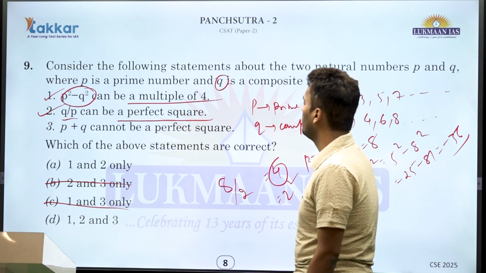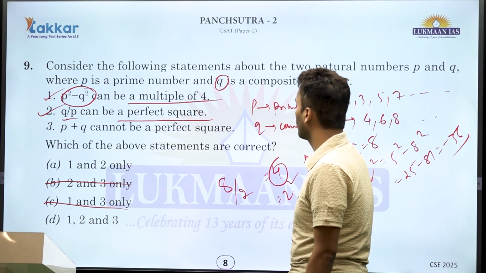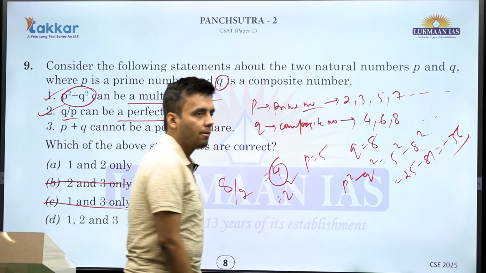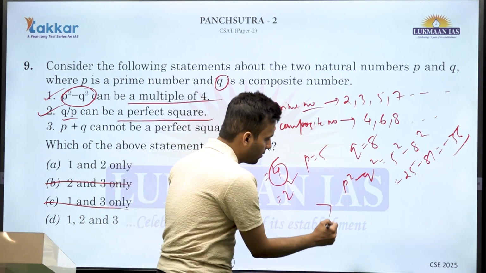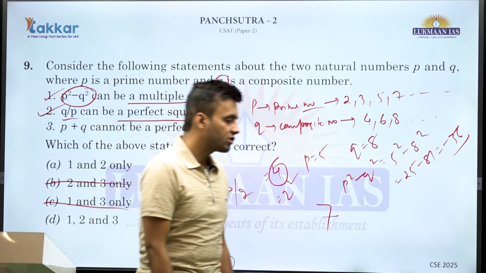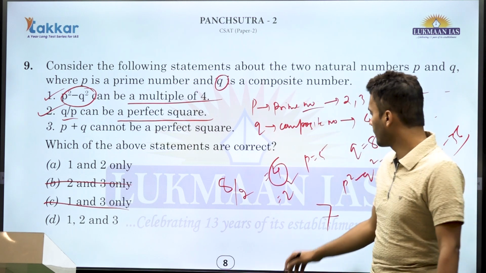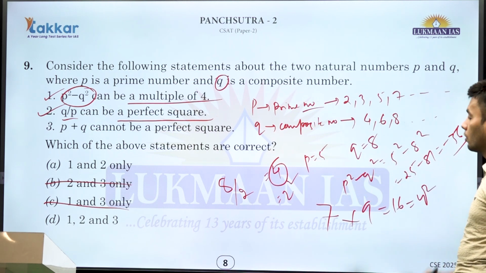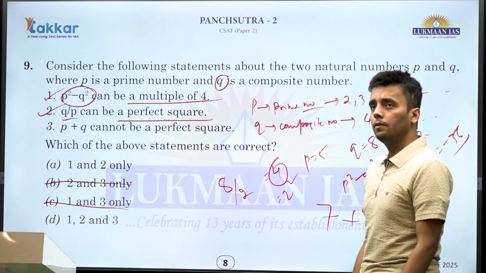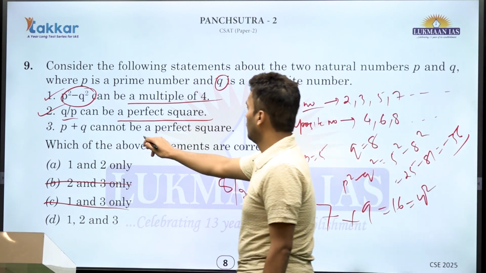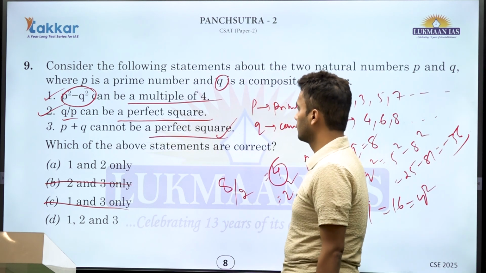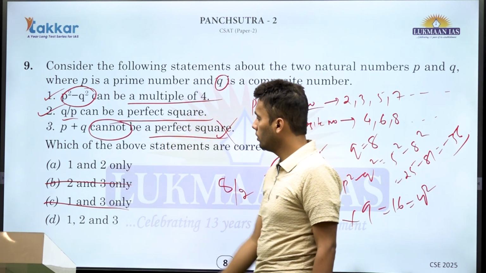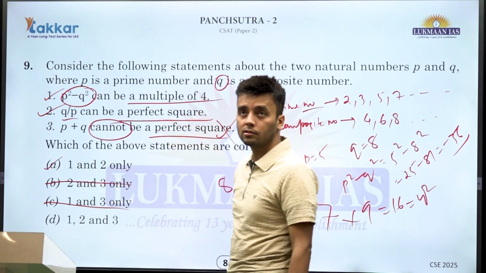Okay, now let's see. P plus Q cannot be a perfect square. Let's take prime number P as 7, and Q is a composite number. Let's take Q as 9. It is a perfect square. So it is correct. Yeah, this is wrong because here it is given cannot. So only 1 and 2. A is the correct answer.